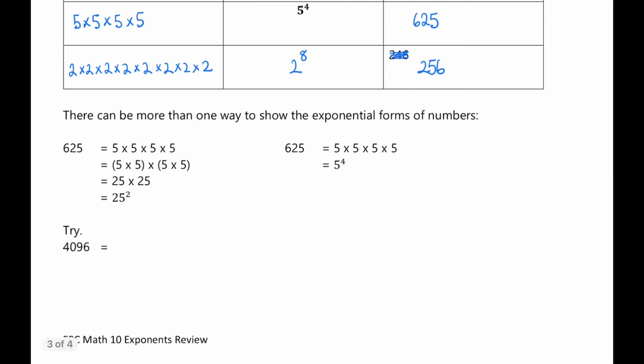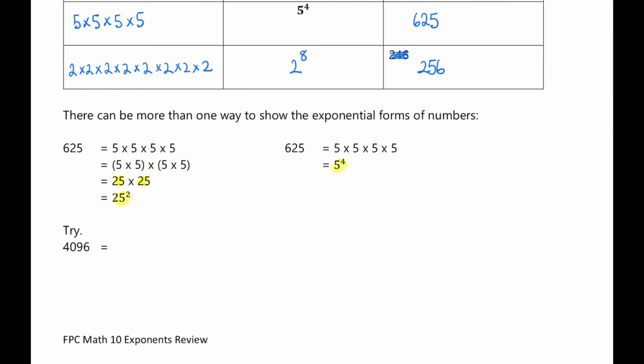So there can be more than one way to show the exponential forms of numbers. For example, 625, you can multiply 5 4 times, but also you can multiply 25 twice to get 625. Okay, so they're both correct, unless I specifically tell you what kind of base I want you to use. So let's try the example here, 4,096.